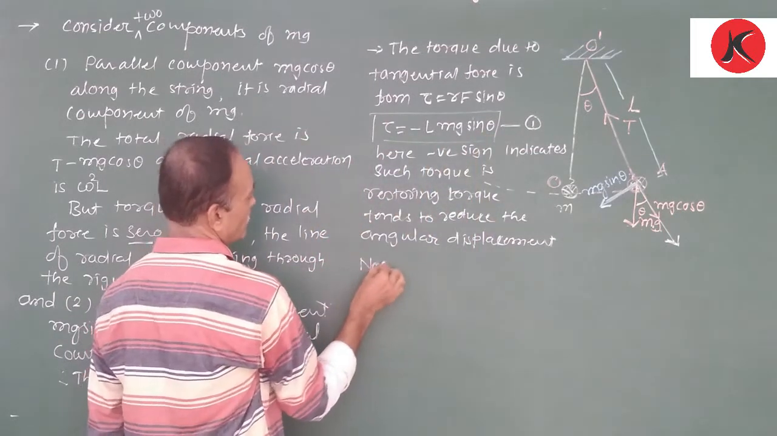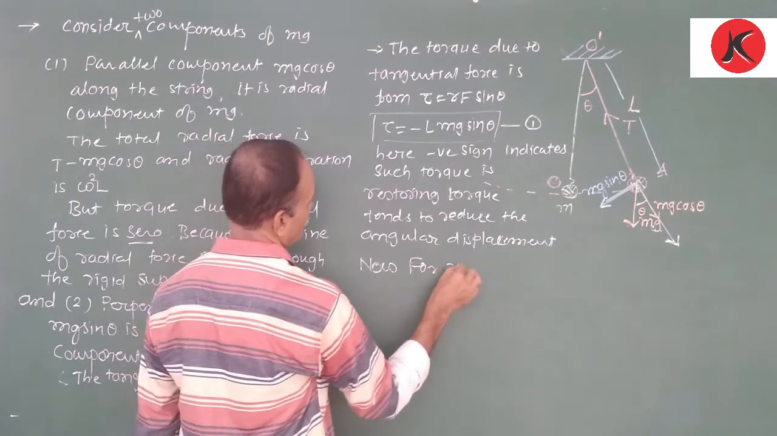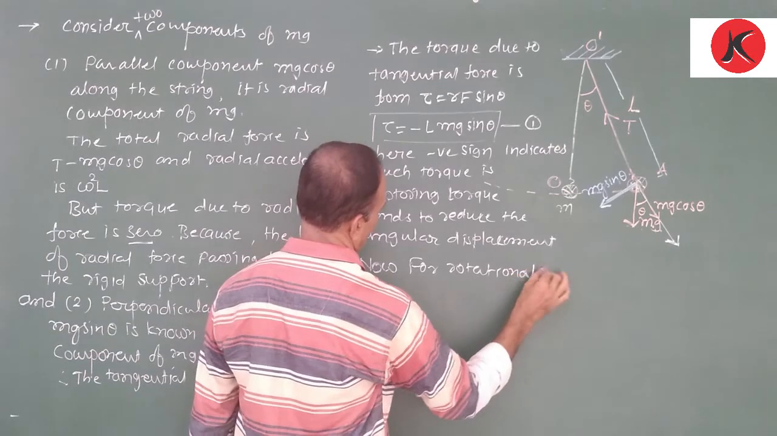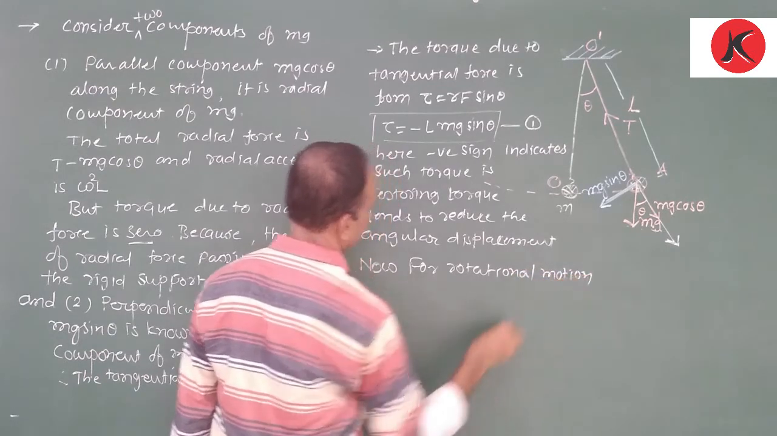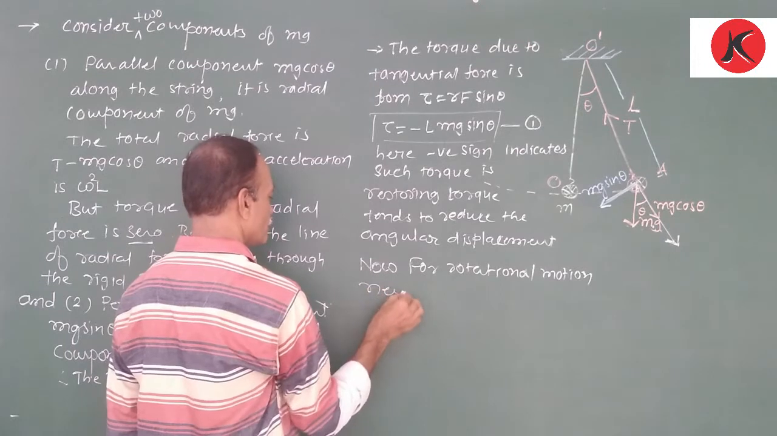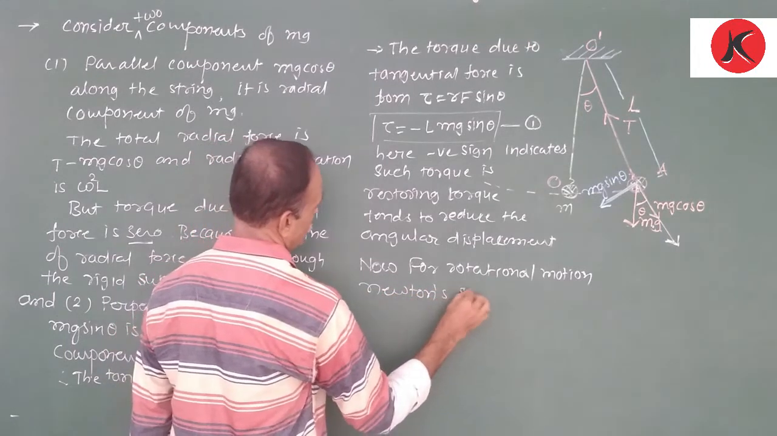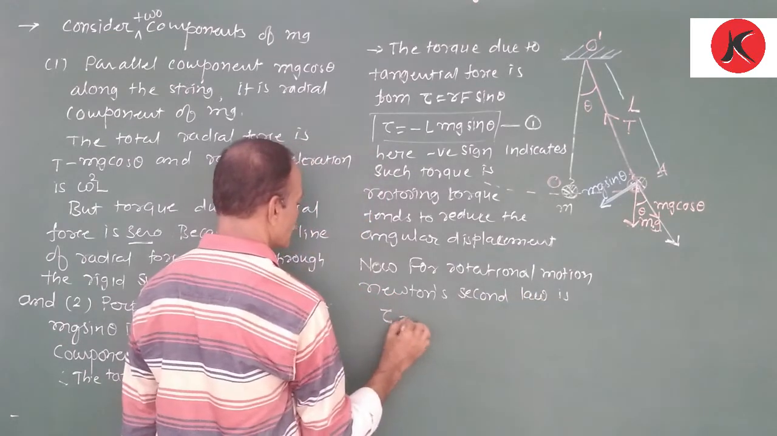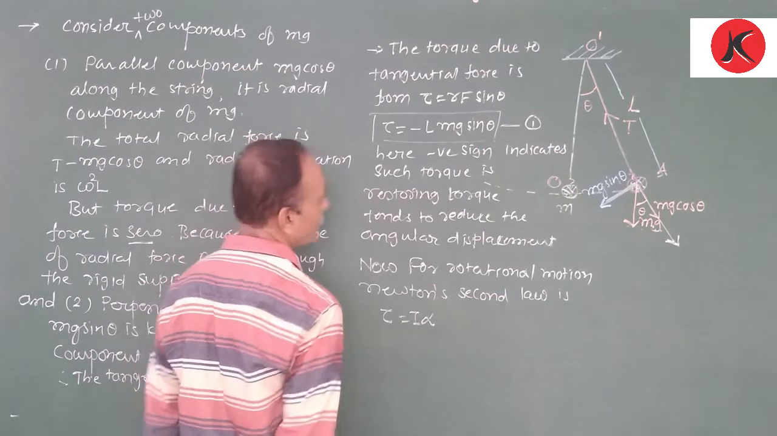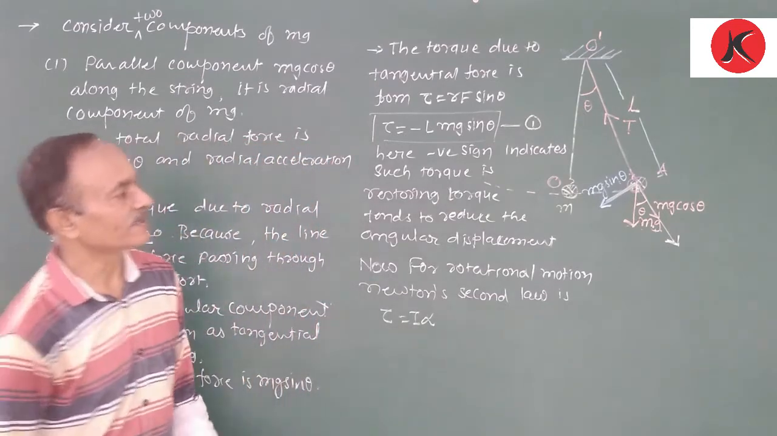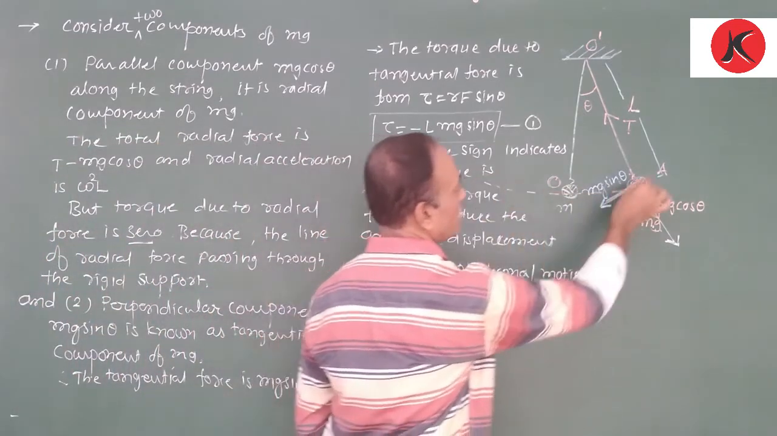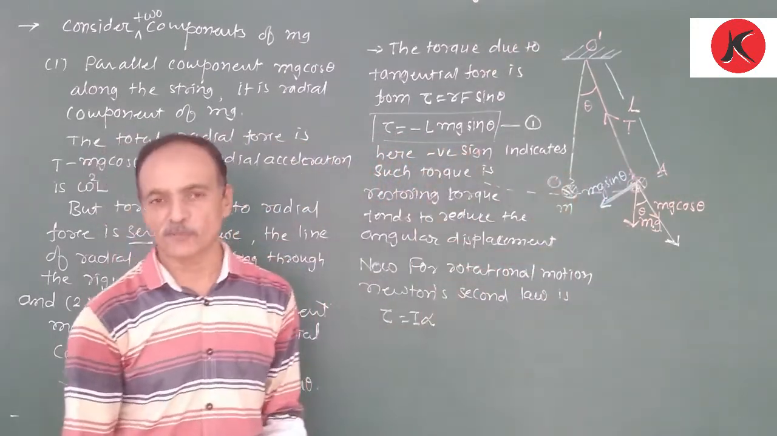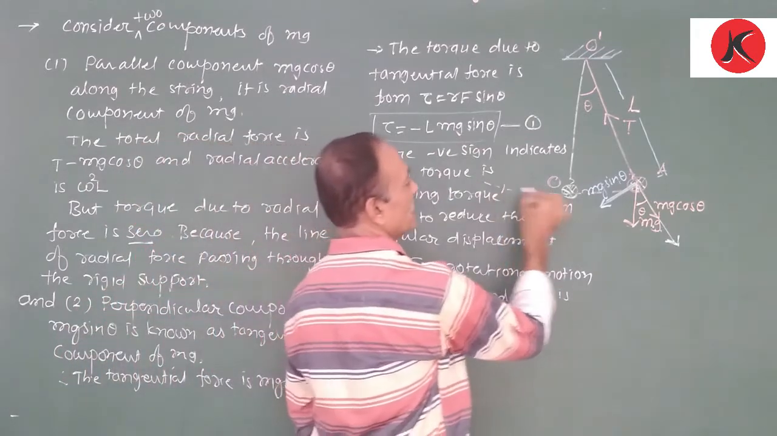Now, for rotational motion, Newton's second law is tau is equal to I alpha. Now, what is the rotational motion? Here, the one fourth part of the whole rotational motion takes place due to the mg sin theta component. Here, the simple pendulum will oscillate between these two points.